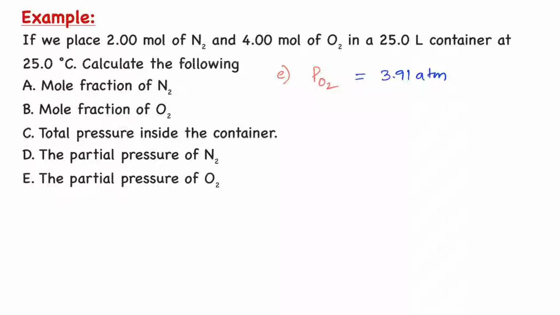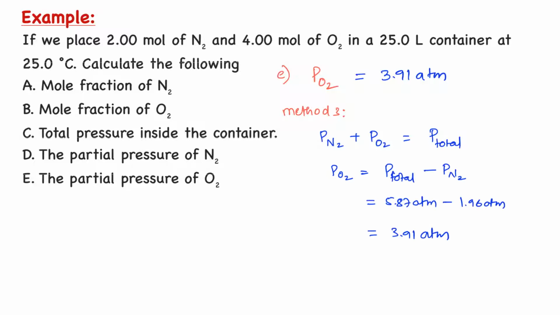In addition to the above methods, we can use another equation to solve this part of the question. We know that the sum of partial pressures of all the components in a mixture should add up to the total pressure. That is, partial pressure of nitrogen plus partial pressure of oxygen is equal to P total. We already calculated partial pressure of nitrogen and total pressure in the earlier parts. If we plug in the values and solve for it, we get partial pressure of oxygen is equal to 3.91 atmospheres.